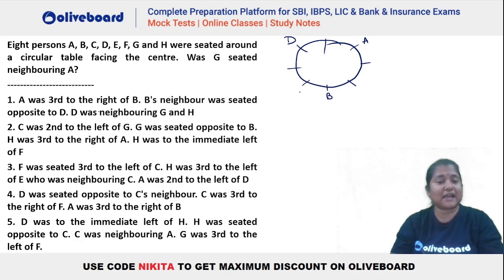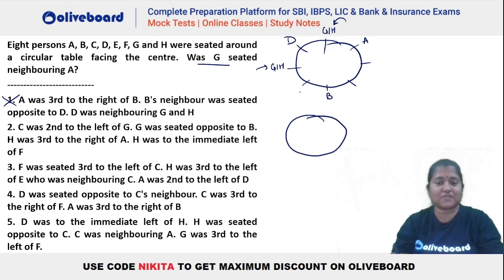Now it is said that D is neighboring G and H, right? So D has to be neighboring G and H. That means G and H here or G and H here, isn't it? Now the question is, is G neighboring A? If G is here, then the answer would be yes. If G is here, the answer would be no. That means 1 alone is not sufficient to answer the question. Okay, let's try the second one.